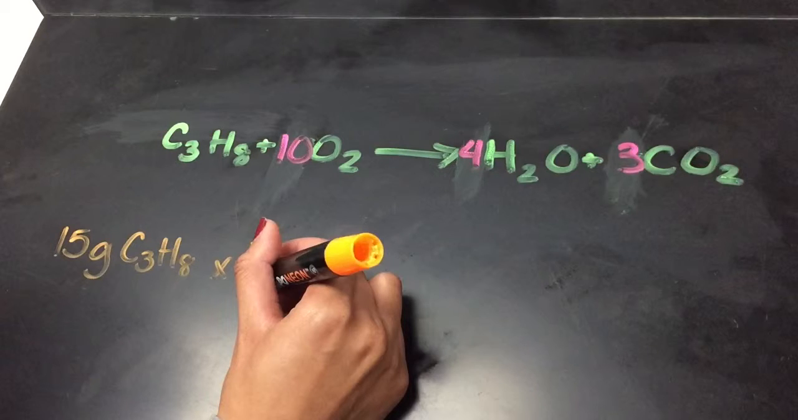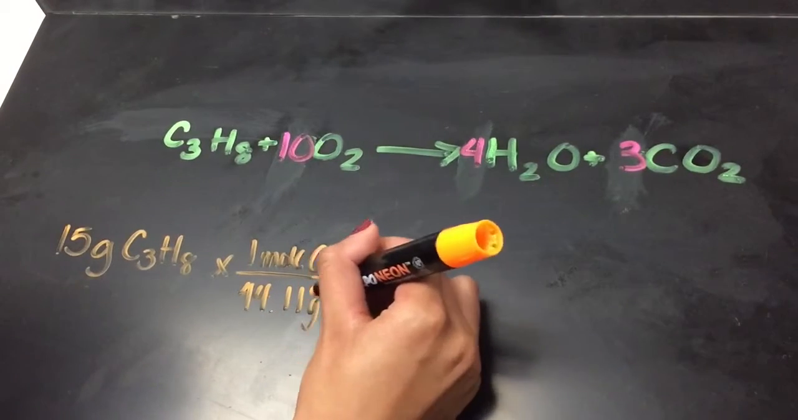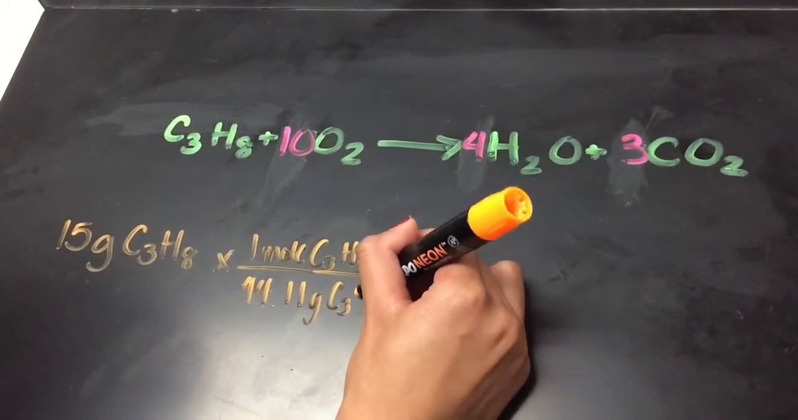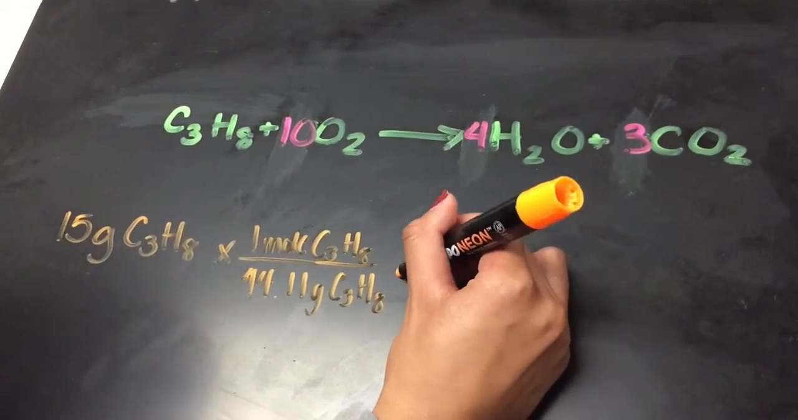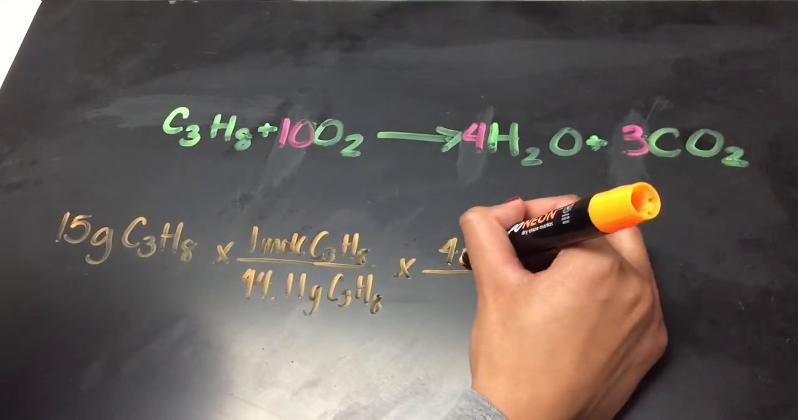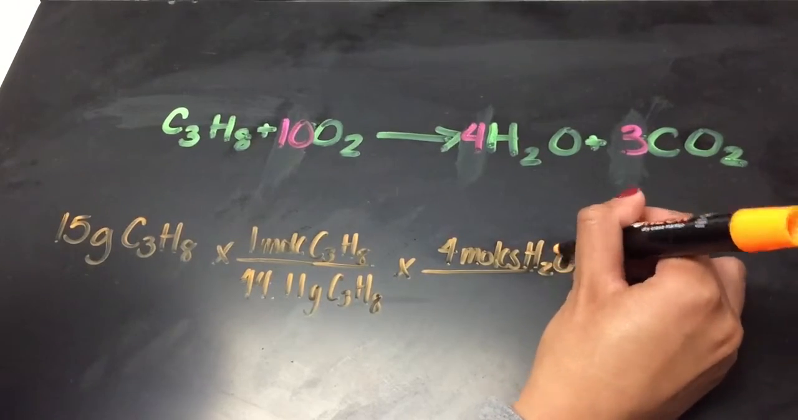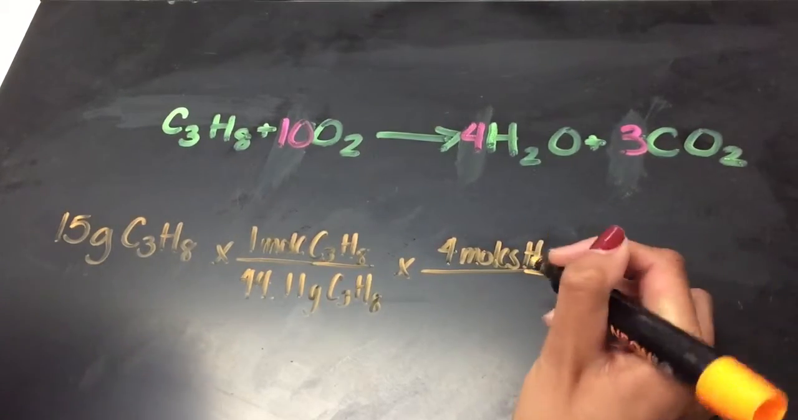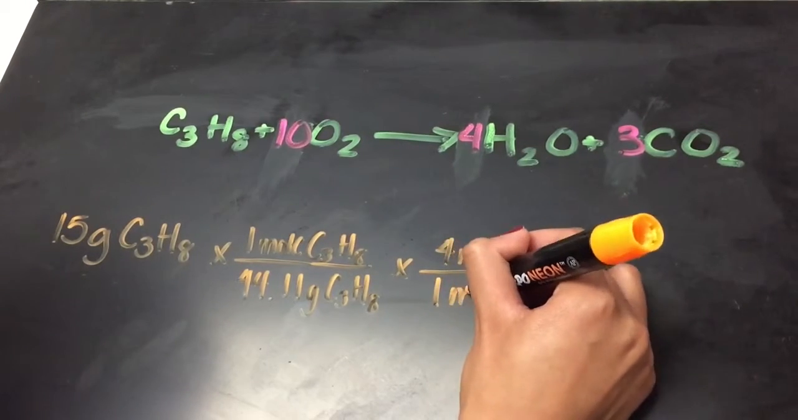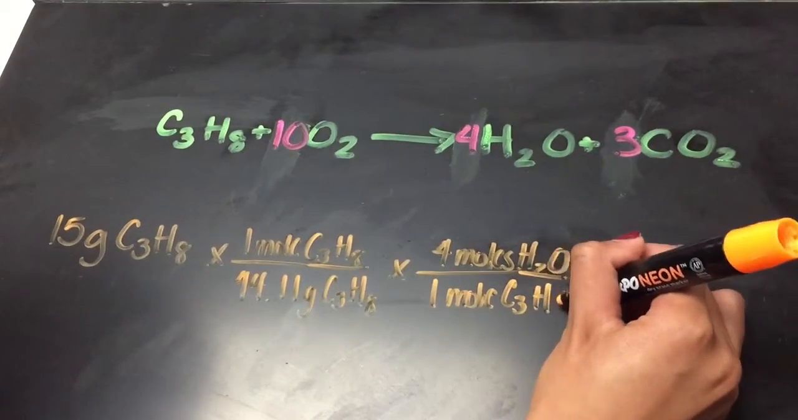So then we add 8 hydrogens and 3 carbons, giving us a GFM of 44.11 grams. The next step is to put the moles of water over the moles of C3H8. The 1 mole on the bottom cancels out with the previous 1 mole of C3H8 on the top. The reason there are 4 moles of water is because from the original problem we can see that there is a 4 before the water, meaning there are 4 moles.